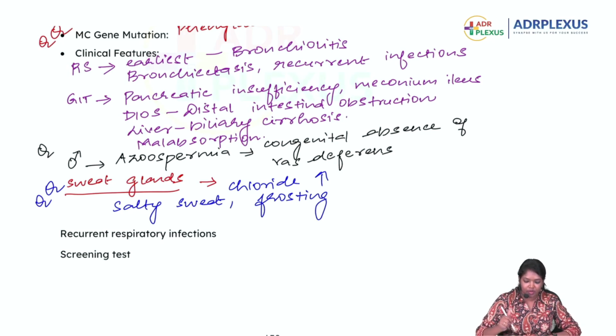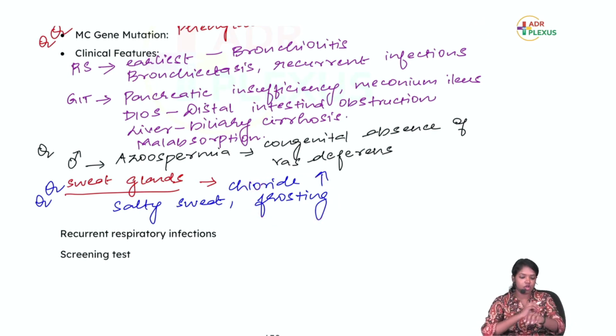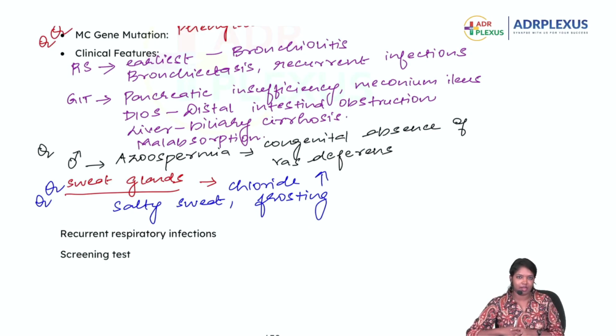Okay. So questions will be given. The mother kisses the child. She feels that the sweat is salty. The mother sees frosting over the skin. Okay, all these are clues for cystic fibrosis. That is because of increased chloride.